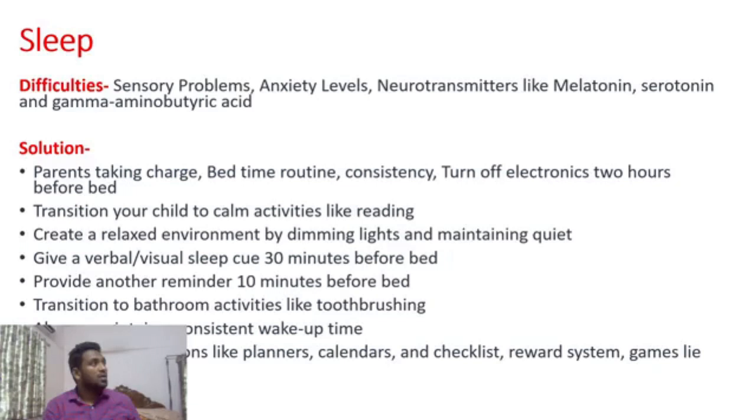Okay, then slowly, initially you can ask the child to sleep at suppose 9:30 or 10 o'clock. Slowly change that time into early, like आज 10 बजे सोया, maybe next day 9:30, 9:45. Slowly you can do step by step. Again, for this you can use a lot of visual directions like planners, calendars, checklist, and again games like counting sheep.